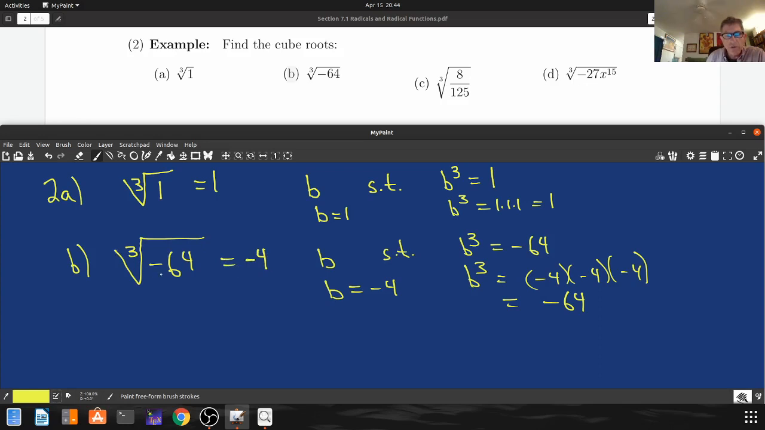And in general, the cubed root of an odd number is an odd number, and the cubed root of a negative number is a negative number, and the cubed root of a positive number is a positive number. And that's going to be true in every case when the index, the 3 right there, is called the index. When the index is odd and the number under the radical is negative, then the answer is negative. When the index is odd and the number under the radical is positive, then the answer is positive.